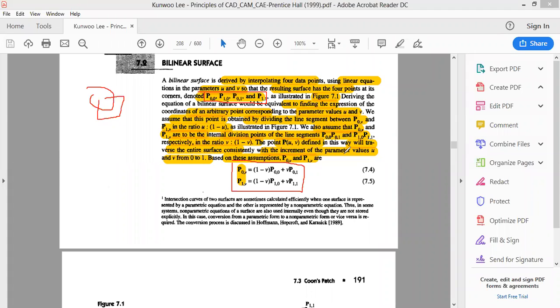So here, the u and v for any point on the surface will traverse the entire surface consistently with increment of the parametric values of u and v from 0 to 1. That's the basic assumption that is going to be there.